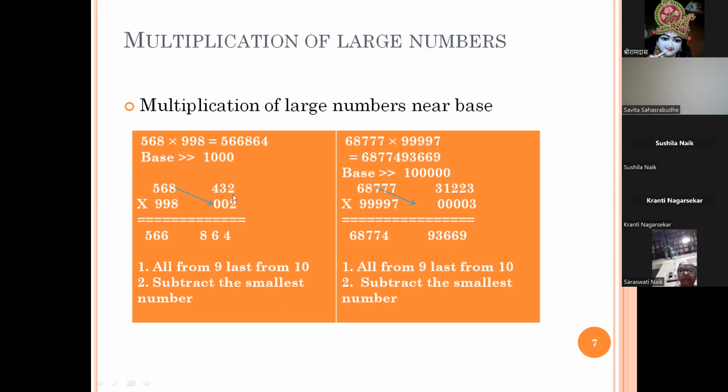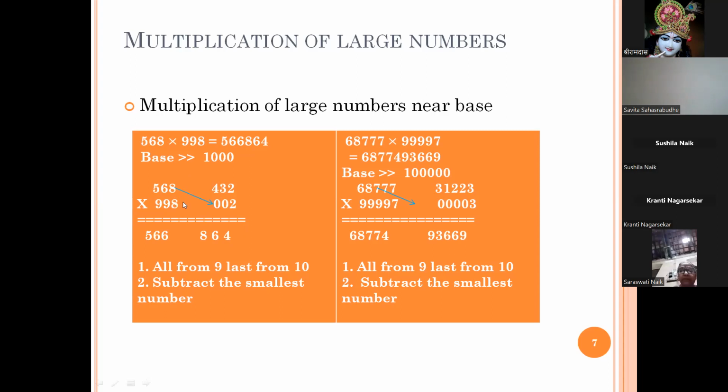So how to do that? 9 minus 5 is 4. 9 minus 6 is 3. 10 minus 2 is 8. Then 998 minus 1000 is again 2, and I need to put a minus sign here. Then I multiply 432 into 2. 4 2s are 8, 3 2s are 6, 2 2s are 4.